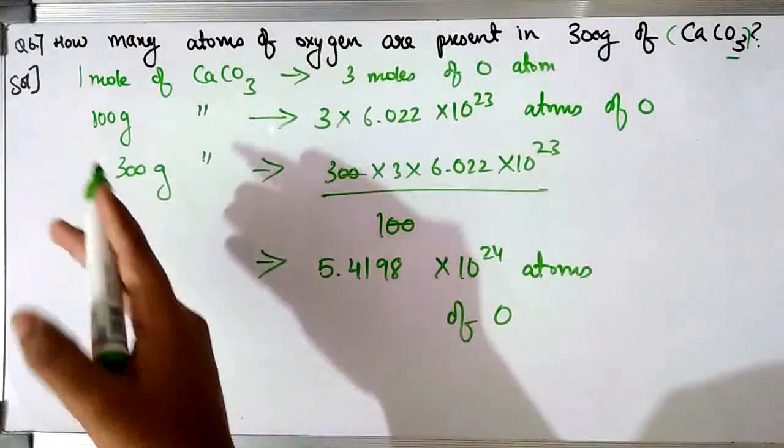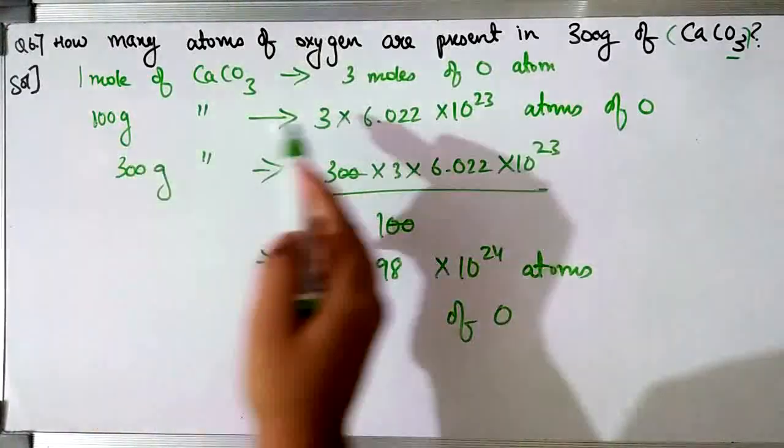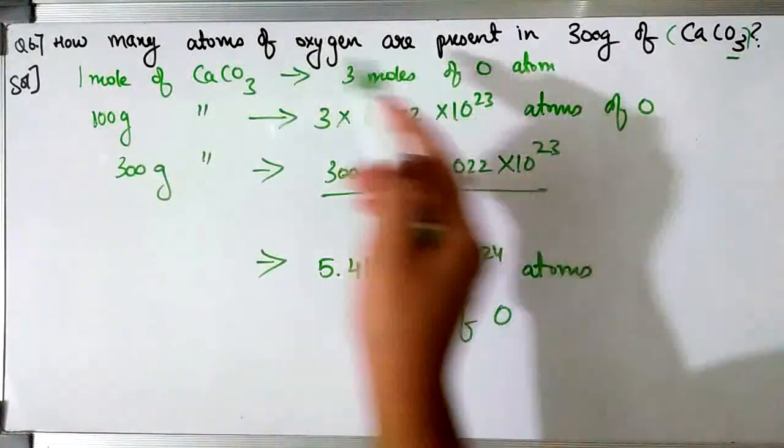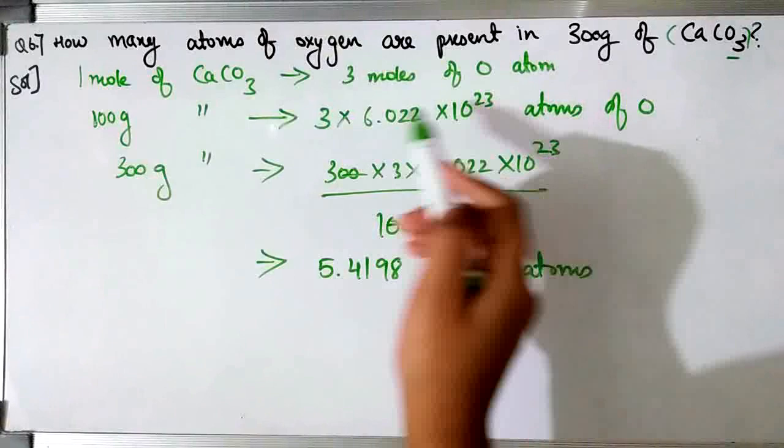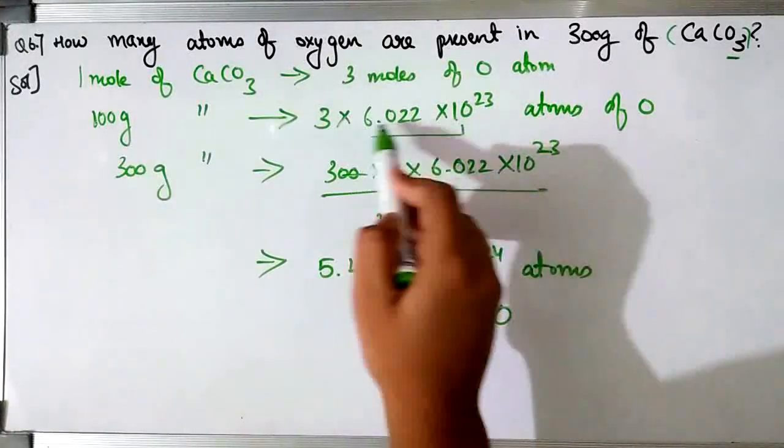Okay, so 1 mole is nothing but 100 gram of calcium carbonate. So 100 gram of calcium carbonate is going to have 3 moles of oxygen atoms, because 1 mole has 3 moles of oxygen atoms. So in place of 3 moles of oxygen atoms, we are going to write the value of mole.